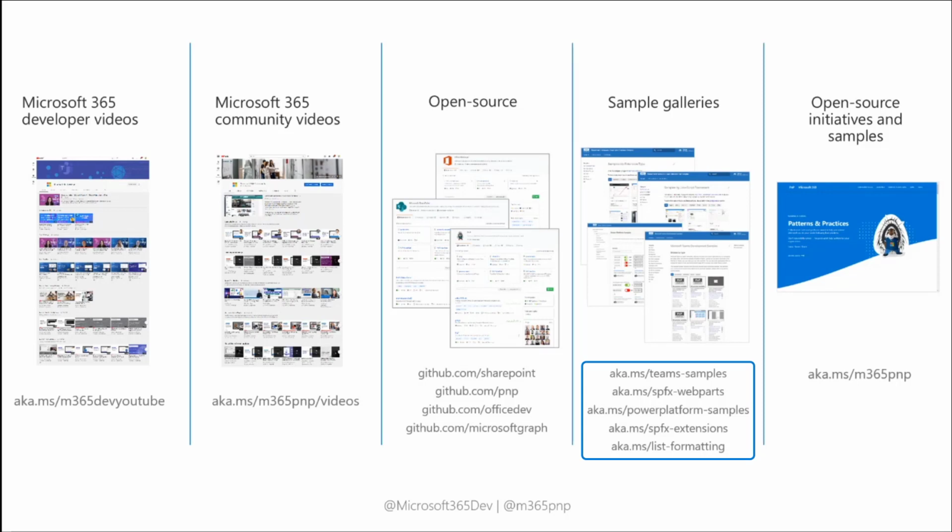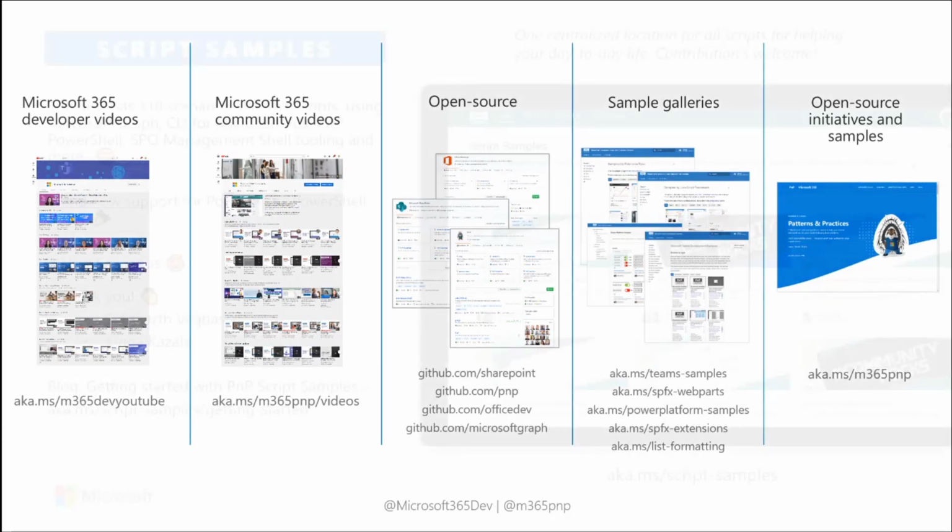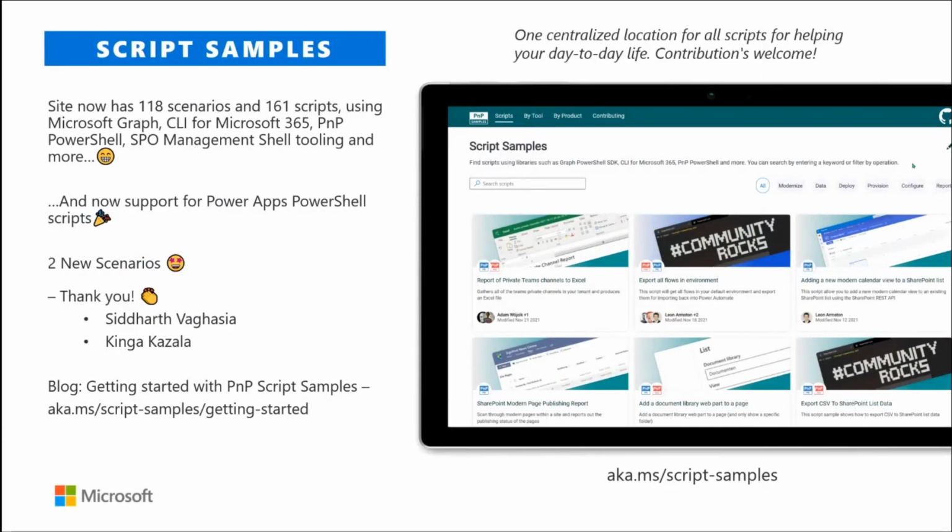So if you want to see how to take advantage of some of the more popular techniques that are coming new to the community, things like ACEs, web parts, team samples, power platform samples, extensions, or list formatting, then don't hesitate to go visit our sample galleries. You don't need to remember all of these URLs. Nope, only one. m365pnp on the aka.ms domain will take you and give you access to all of these availability options. One of our newest repos are script samples.